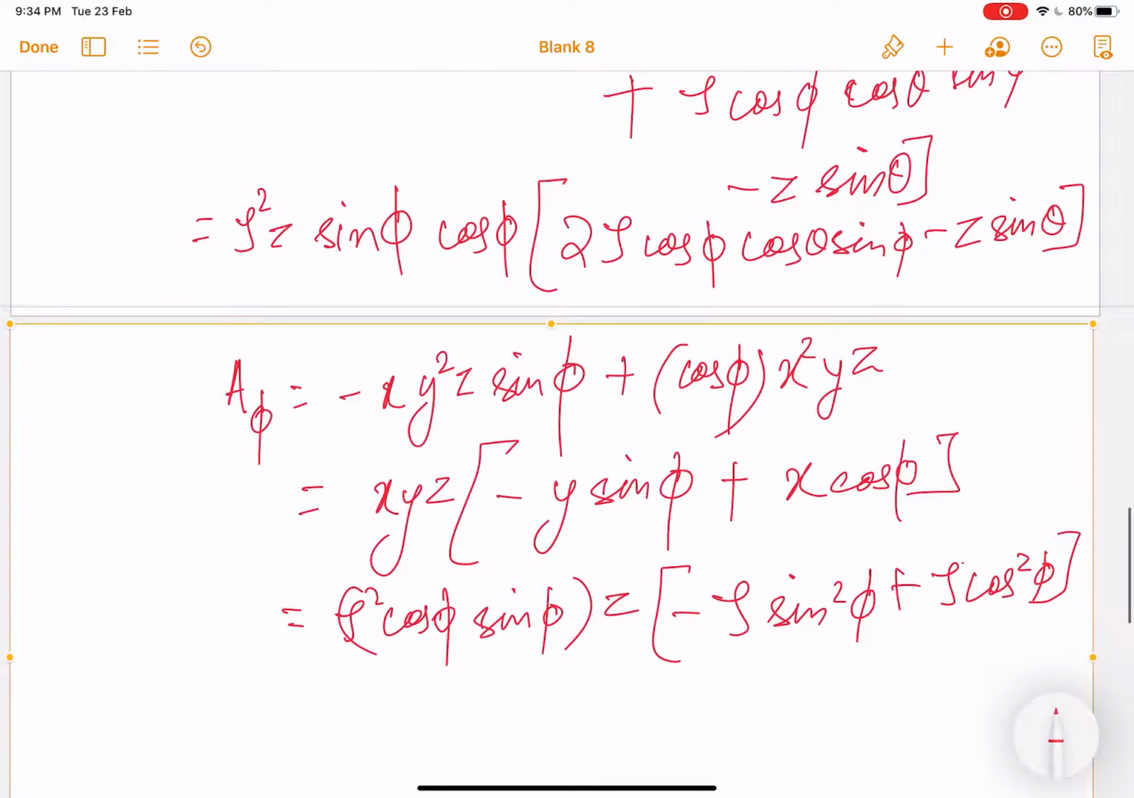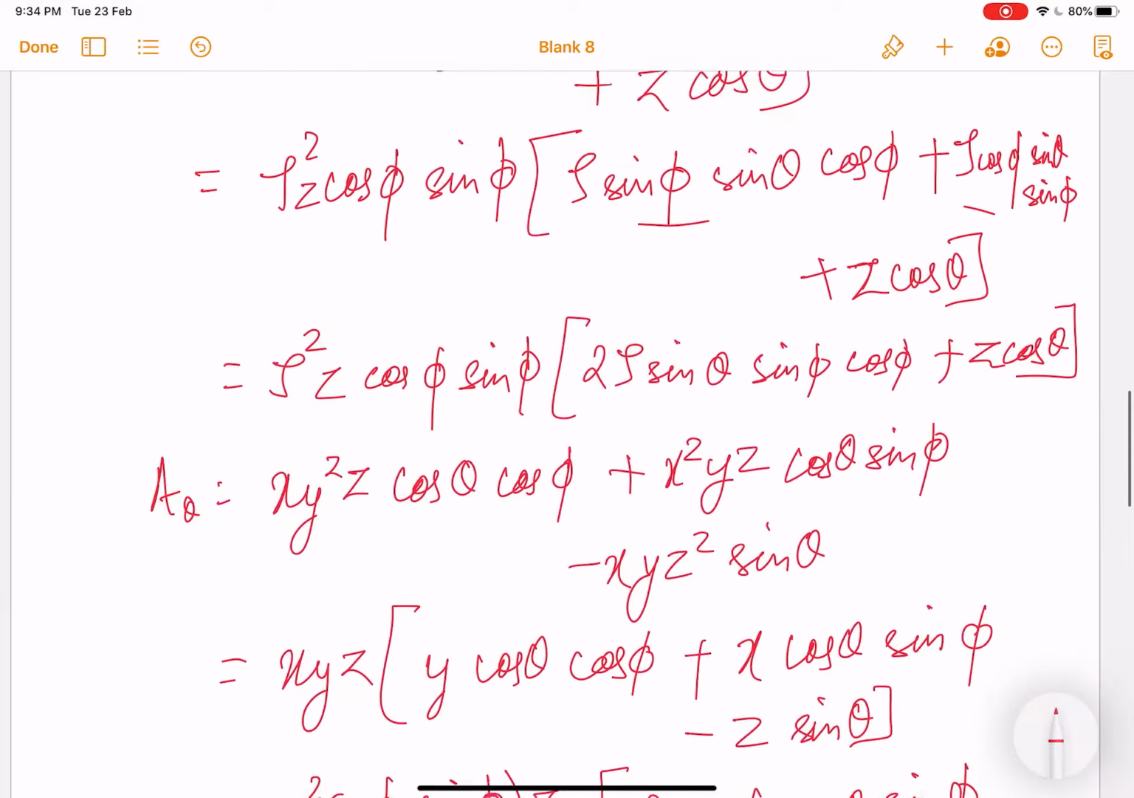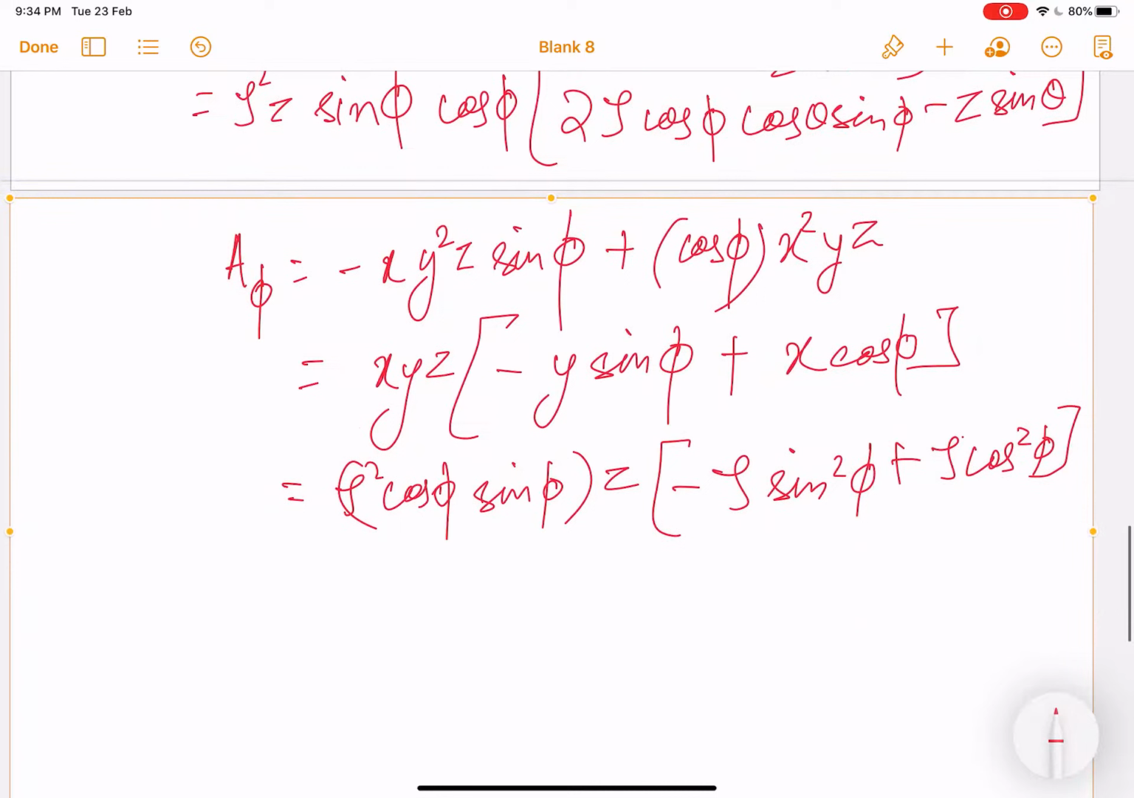I hope you guys are also doing it with me. These are pretty lengthy. Anyways, in vectorial form, what shall I write? A r cap, A theta cap plus A phi cap. This is in spherical coordinates; the vector will be represented like this.